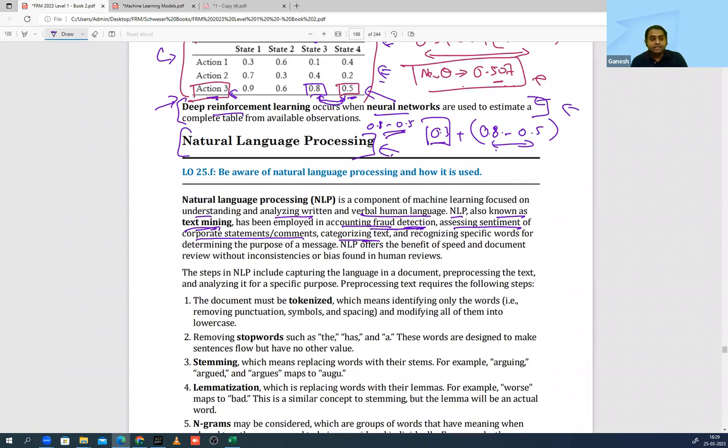Next is categorizing text. Categorizing text means is this a poetry? Is this a normal statement? Like that. Recognizing specific words for determining the purpose of the message. This generally happens in your intelligence. फोन उठाओ 4 बार बोलो बॉम्ब, FBI सीधा घर पे, राइट. तो जो controversial words हैं, if you use that word, automatically people will come and assess you. तो वो क्यों हो रहा है? Because the system is analyzing it. It has a pattern of the threat words.